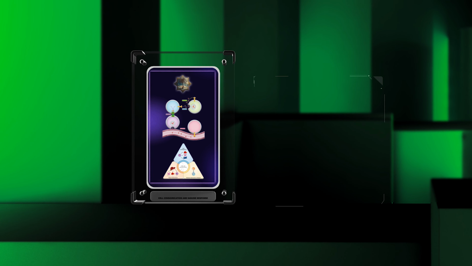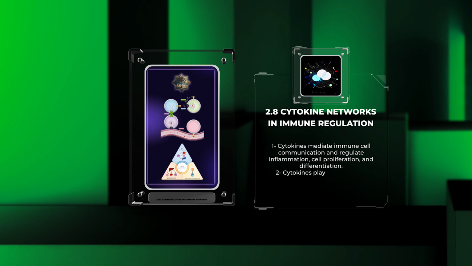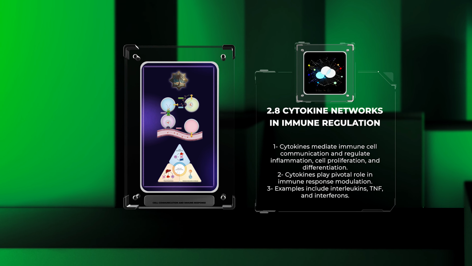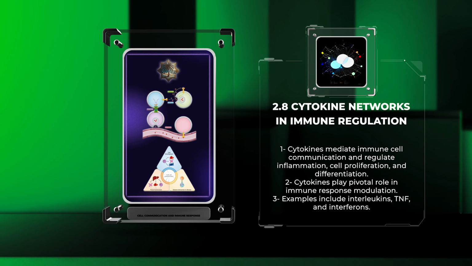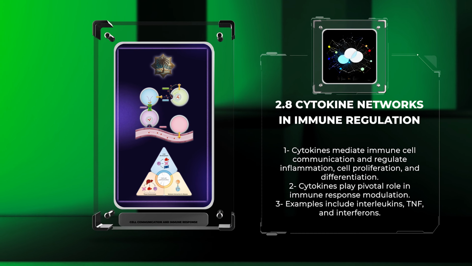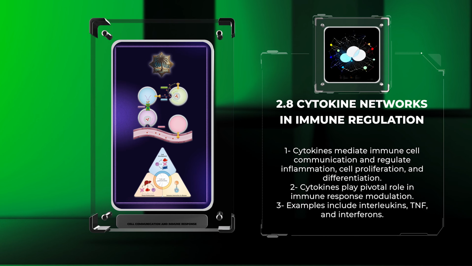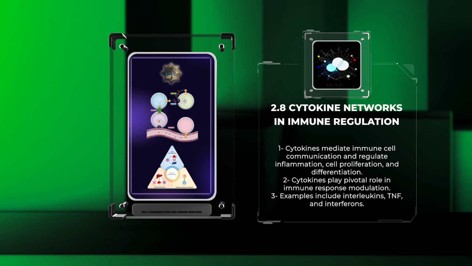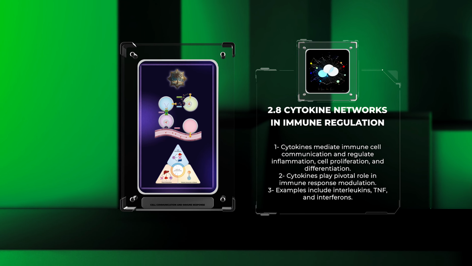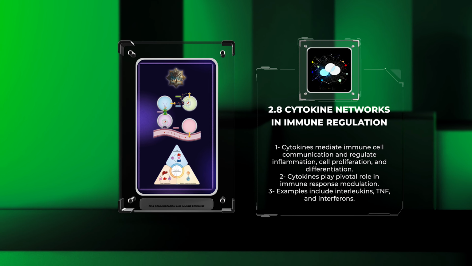Cytokines are molecular messengers that mediate immune cell communication, regulating inflammation, cell proliferation, and differentiation. These small proteins play a pivotal role in immune response modulation, coordinating interactions between immune cells. Examples of key cytokines involved in immune regulation include interleukins, tumor necrosis factor, TNF, and interferons.